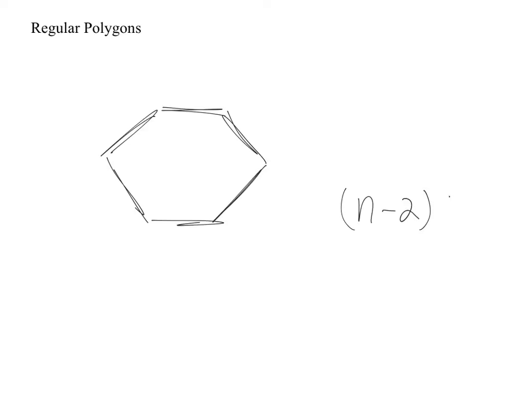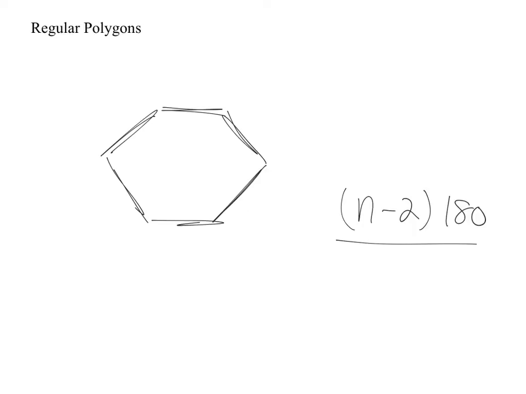The interior angles of a regular polygon could be very useful for you to know, and there's a formula for that. So say we have a hexagon here. N minus 2 times 180, I heard a few of you say. Okay, this will give us the sum of the interior angles.